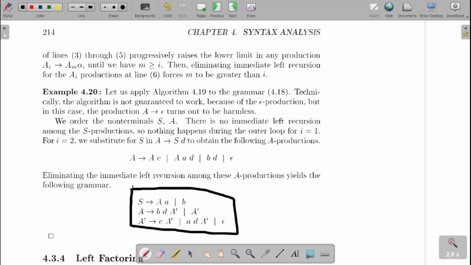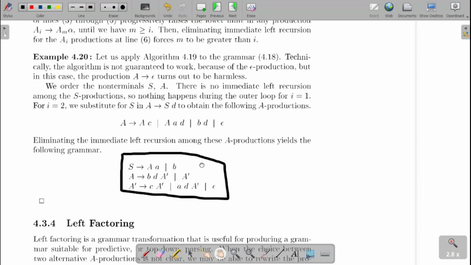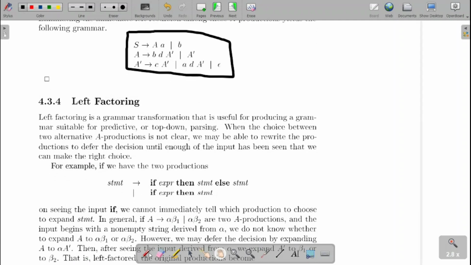And the next topic is left factoring. So for the cases of left factoring, if we have a grammar of the format, let me take the format as A derives, the first one is AB, second one is AC. Now in this example, if my input is A, I can't decide whether I should take this one or this one, because we have not seen the second one. Until we see the second one, I can't decide.